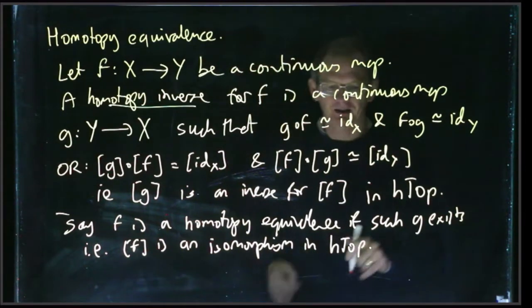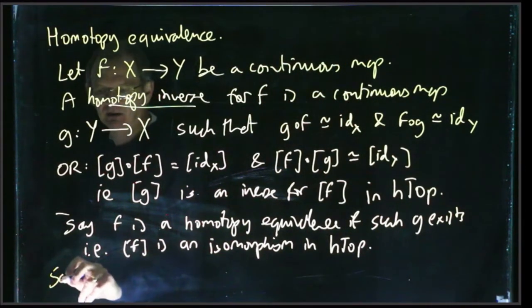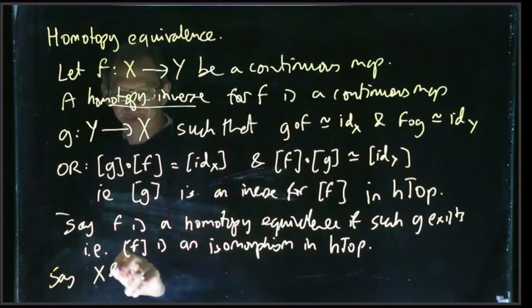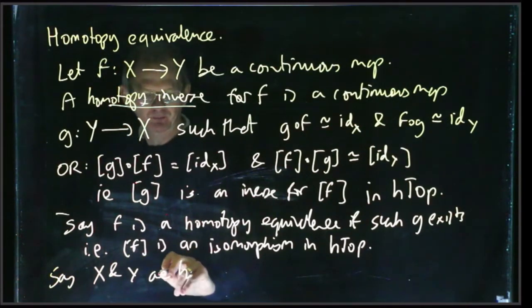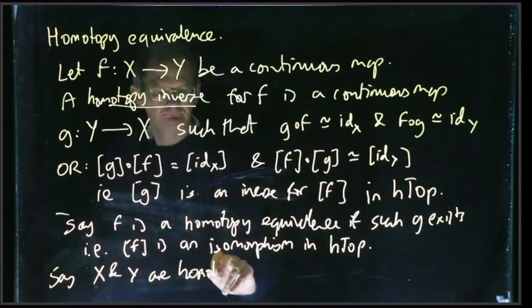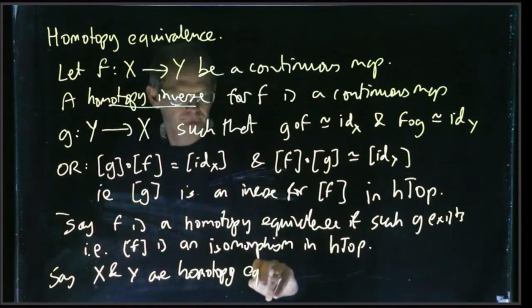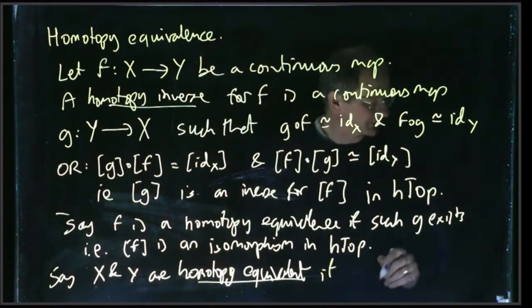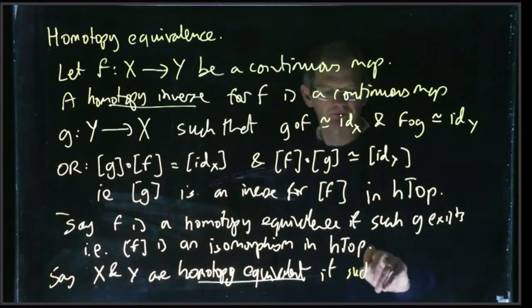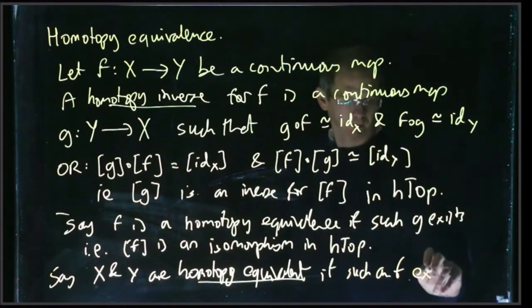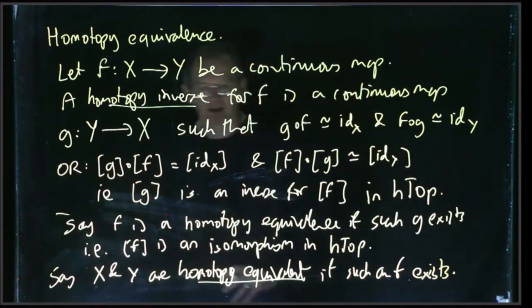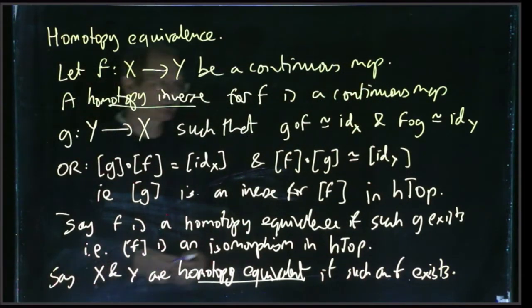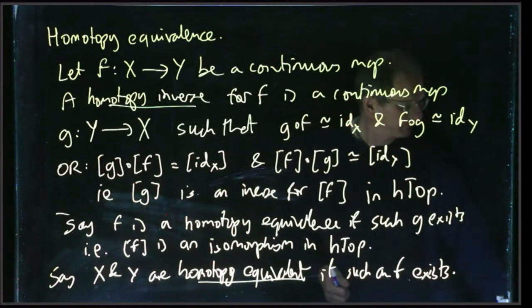Okay, so that's what I mean, and we say X and Y are homotopy equivalent if such an F exists. And so you say that two spaces are homotopy equivalent if and only if there exists a homotopy equivalence between them. So one very basic type of example, of course, is homeomorphism.